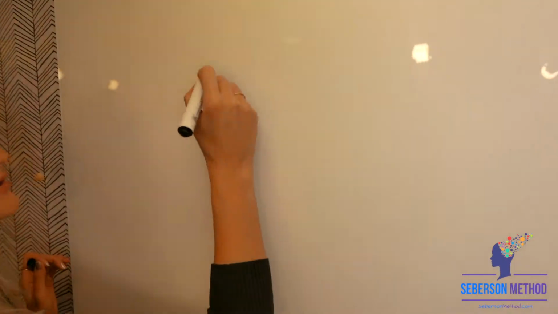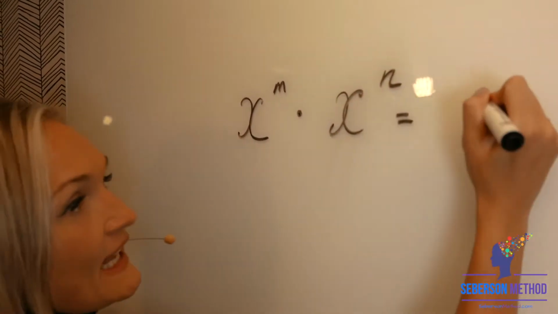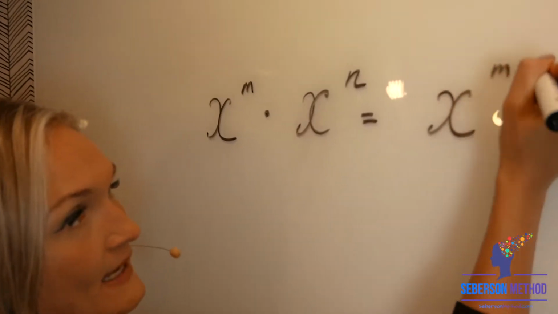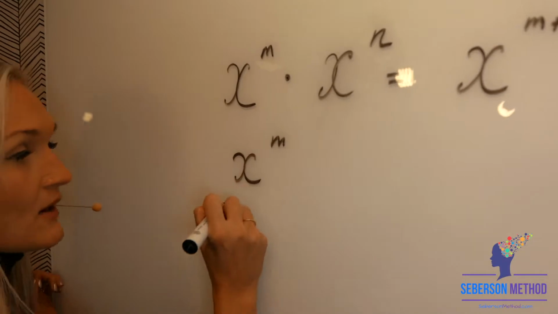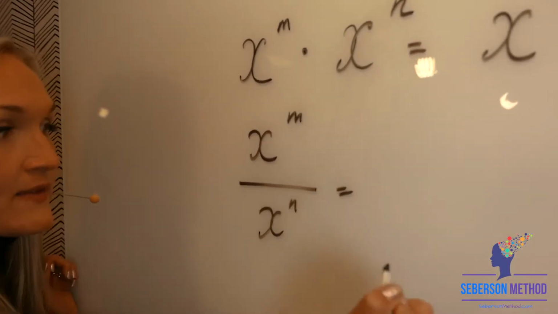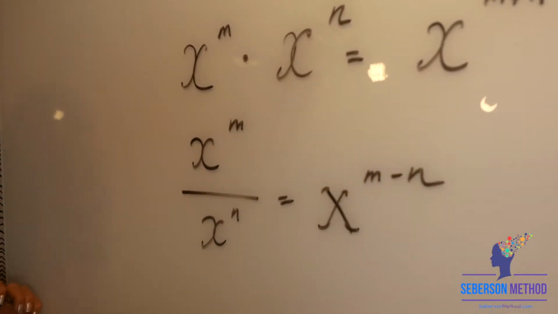Come with me. Let's do x raised to m power times x raised to n power. We're going to get x raised to m plus n. Next rule, x raised to m power divided by x raised to n power. This is going to equal x raised to m minus n.